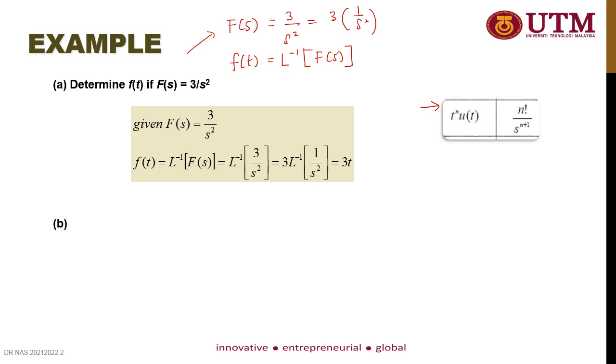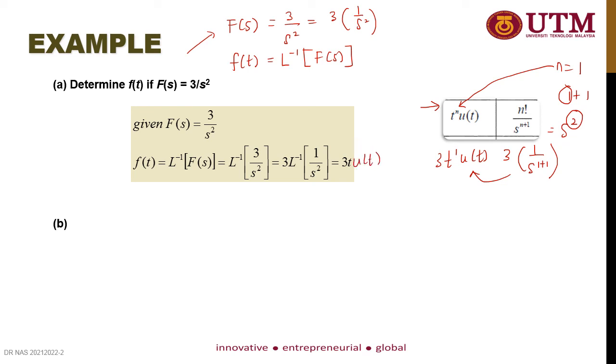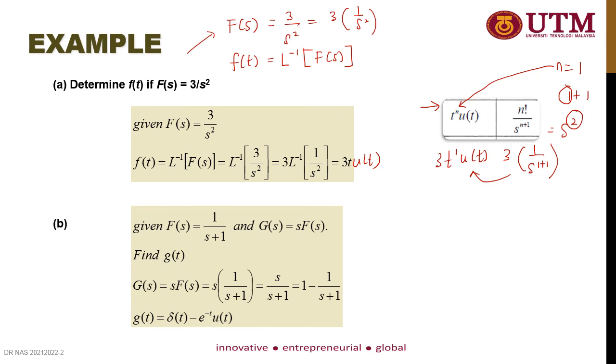Again, you know s to the power of 2, so you know it is 1 plus 1. So here your n equal to 1. So in this case, you have 3 times 1 over s to the power of 1 plus 1. So this is equal to 3 t to the power of 1 u(t). So you have 3t u(t). Same goes to the next example, so you can try this out.